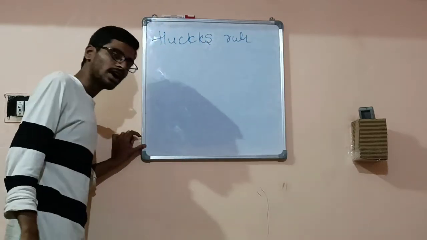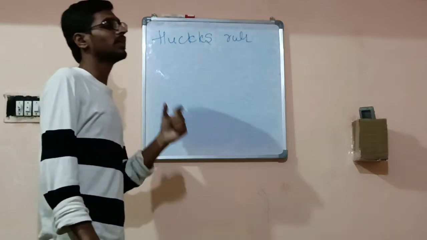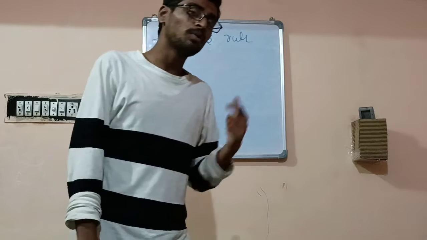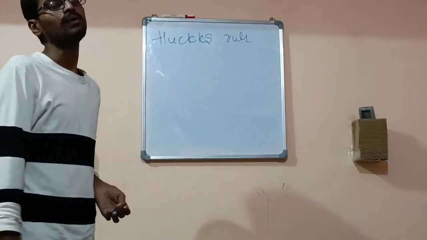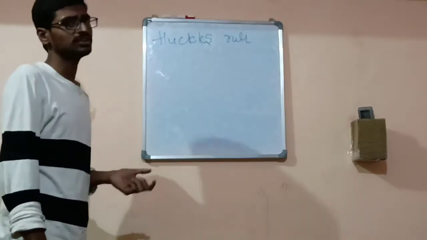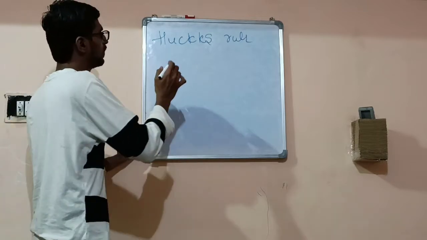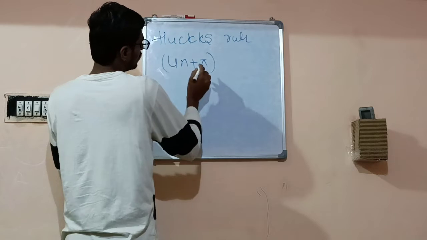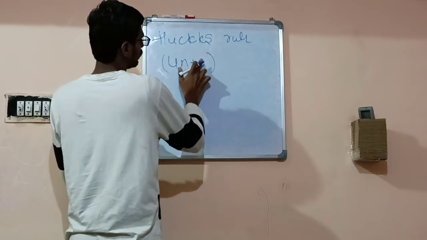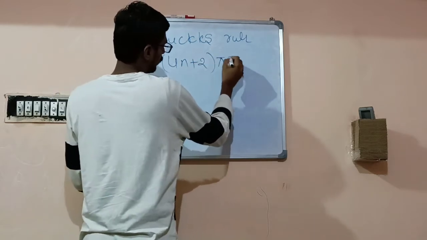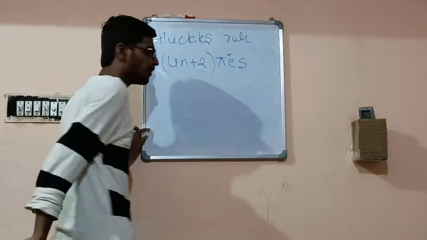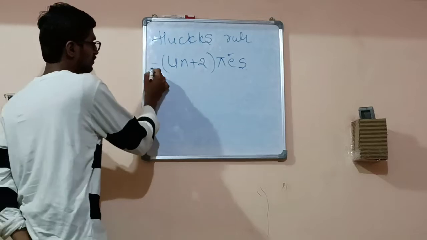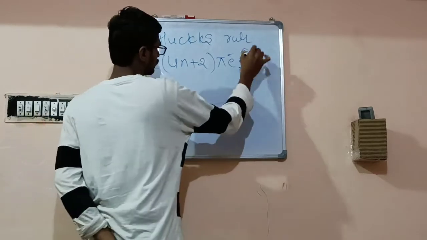That is called Huckel's rule. Huckel's rule states that if and only if the compound contains single or double bonds with sp2 hybridization, whereby delocalization of electrons will be a multiple of 4n plus 2 of pi electrons, then it is called Huckel's rule.